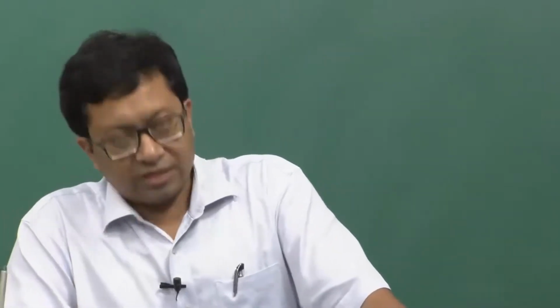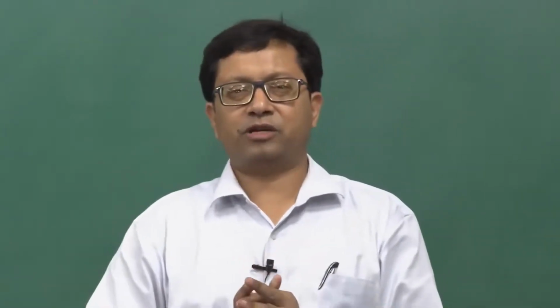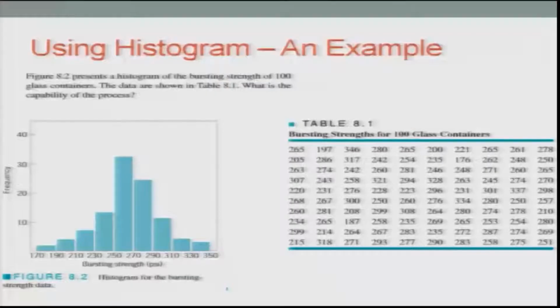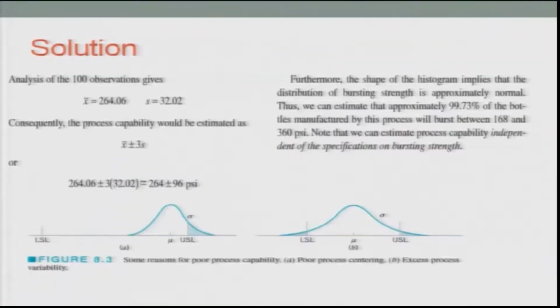So, the table gives you the bursting strength numbers. You divide into intervals, find out how many intervals are there, and the finer you do, the better, going more towards the normal distribution. But obviously, it will depend on what the whole set of data is which you have. In this case, you have 100 such sets of information.